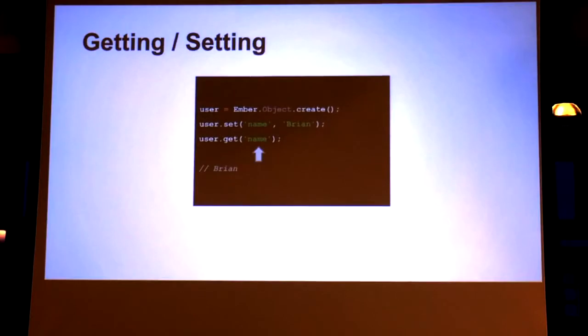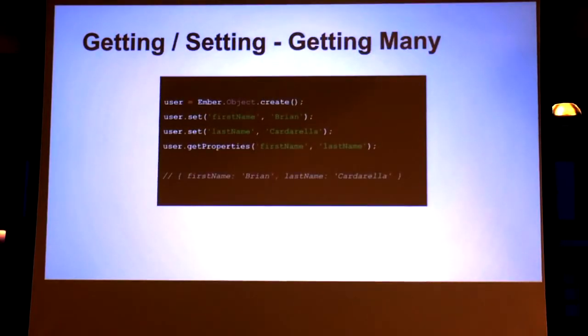Oh, arrows. So we can also get many. To do that, we pass in an indeterminate number of arguments. All the arguments that we pass in are going to return back a JSON object of the key values that we asked for.